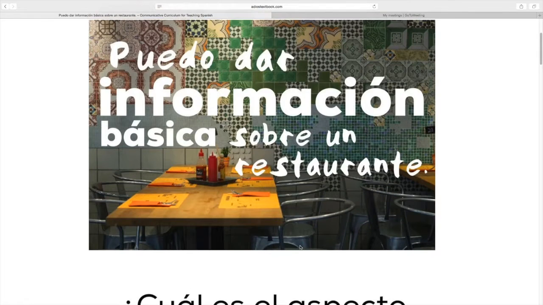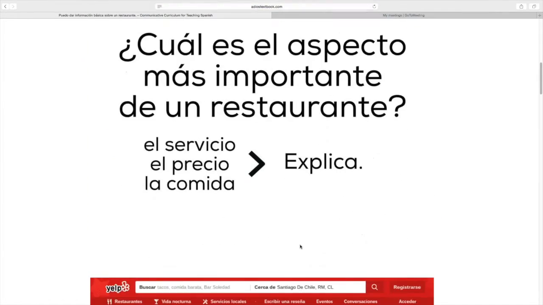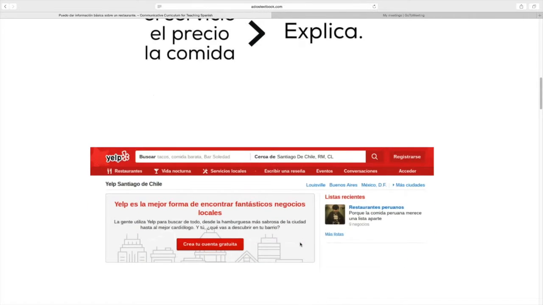Okay, again, the goal was to give information about a restaurant. One of my favorite places to go for information about a restaurant is Yelp. This is a website, or it is an app too, and you can use the Yelp app to find reviews and information about restaurants from all over the world. There's a map, or you can pick your area.